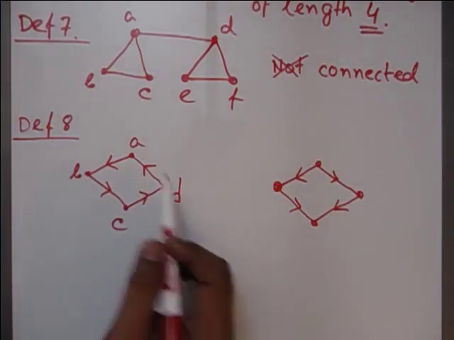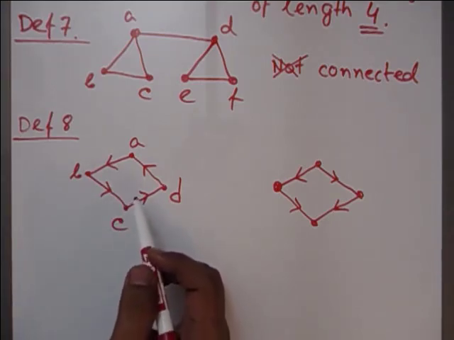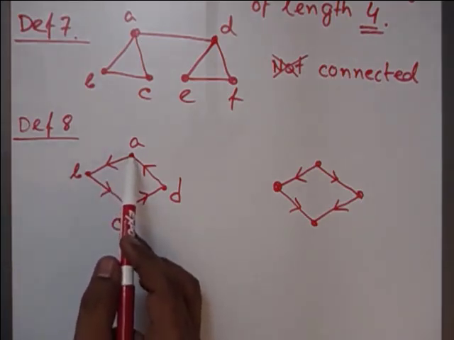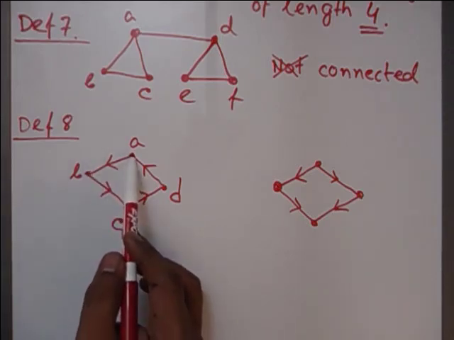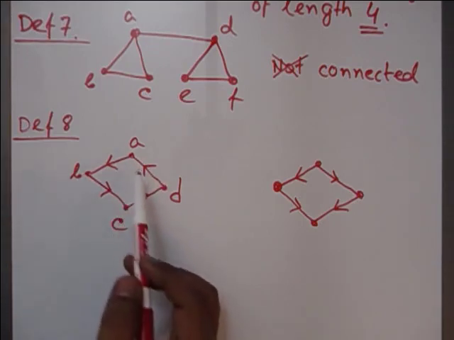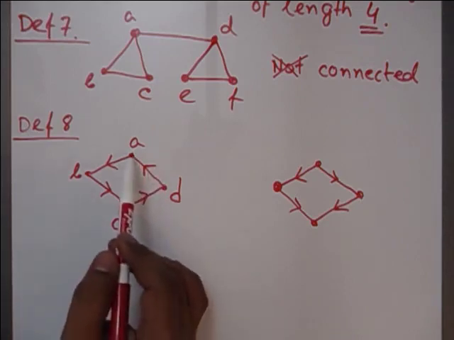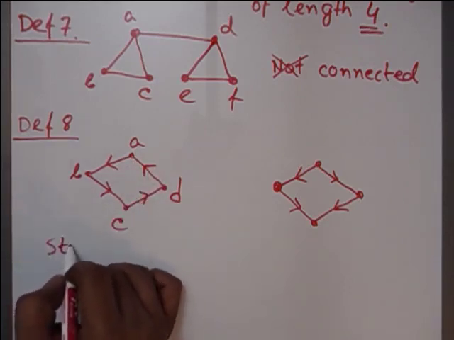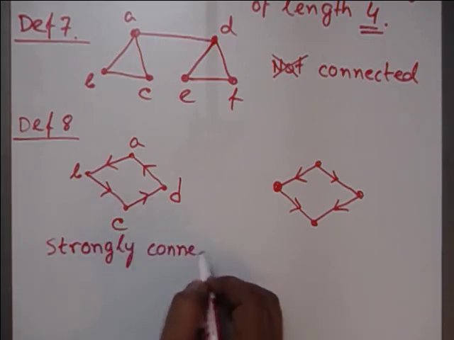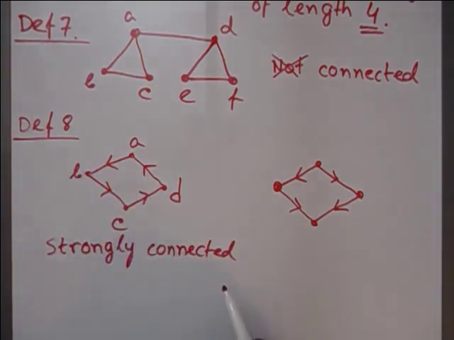So let's see. This is a graph, one directed graph. Is it strongly connected? So let's say 2 vertices A and B. There is a path from A to B and B to A. Between A and C, there is a path from A to C and C to A. So it is strongly connected. So this is a directed graph. It is strongly connected.